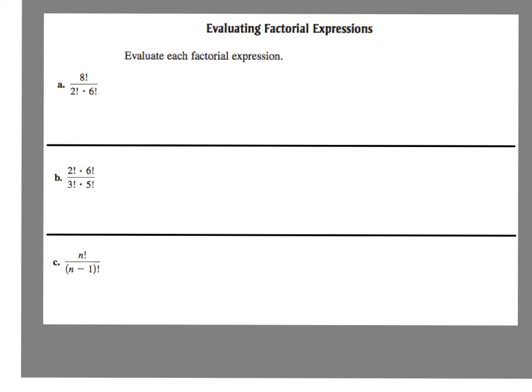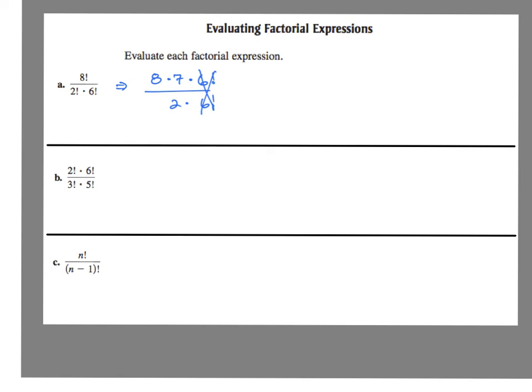So I have 8 factorial over 2 factorial times 6 factorial. Okay? I know you did this in Algebra 2. I might do it slightly different that makes a little bit more sense. What is 8 factorial? It's 8 times what? 7 times 6 factorial. So I'm going to say 8 factorial is 8 times 7 times 6 factorial. Why did I do that? So I can cancel it.